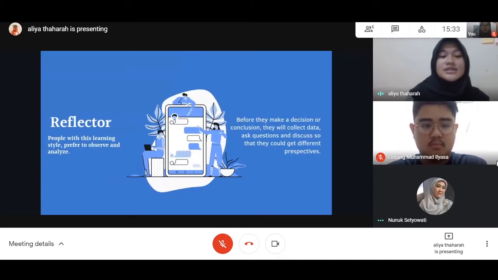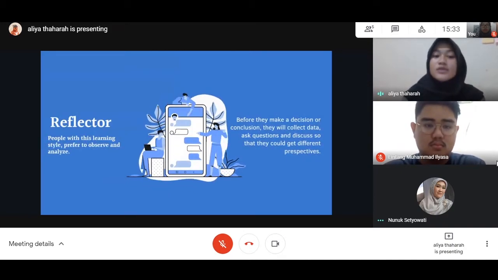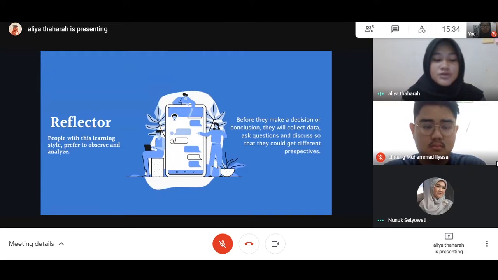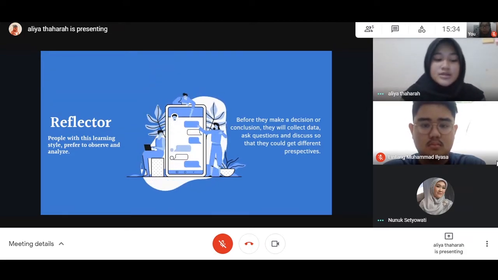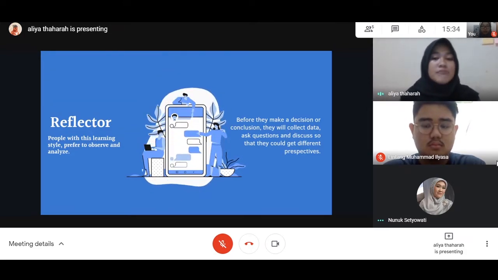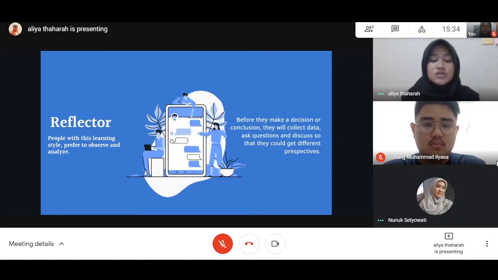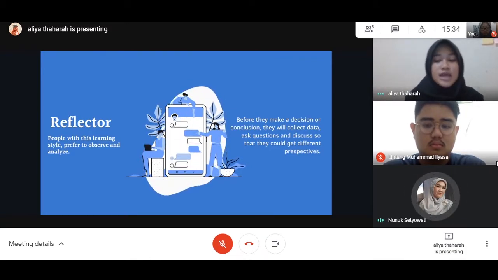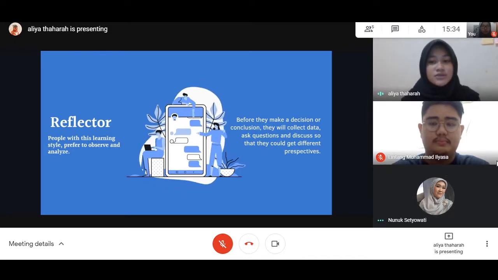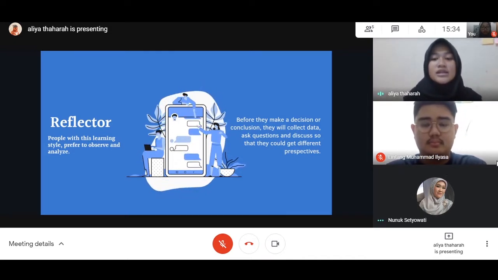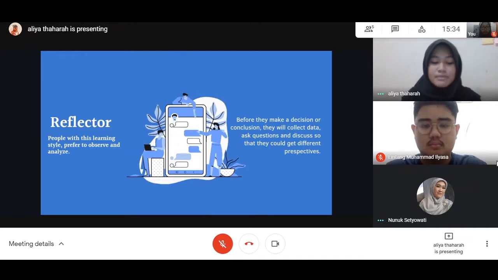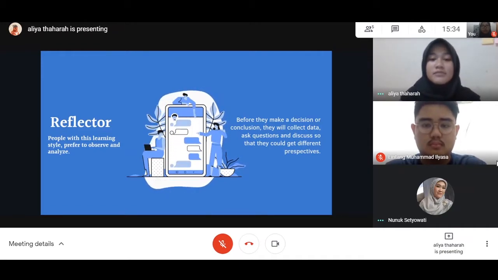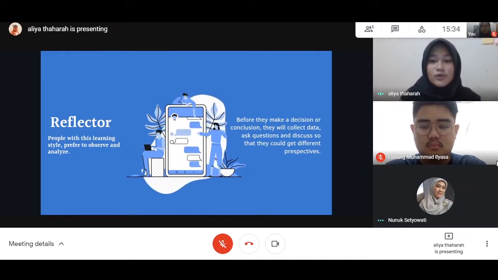And last, there is the reflector. People with this learning style prefer to observe and analyze. So before they make a decision or conclusion about certain material, they will collect data, ask questions, and discuss it with their friends so that they can get different perspectives. And after that, they can make the decision or conclusion.